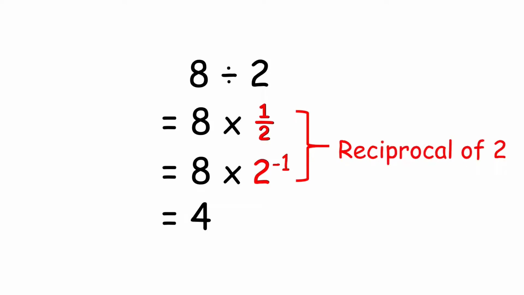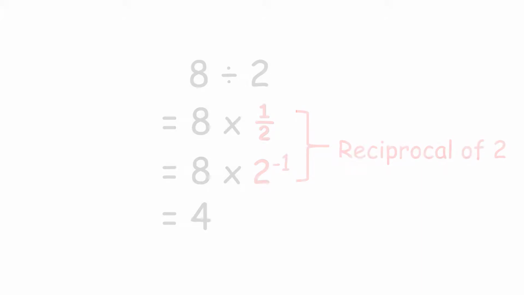1 over 2 and 2 to the negative 1 represent the reciprocal of 2. And multiplying by the reciprocal of a number has the same effect as dividing by that number. Now, let's apply that principle to working with matrices.